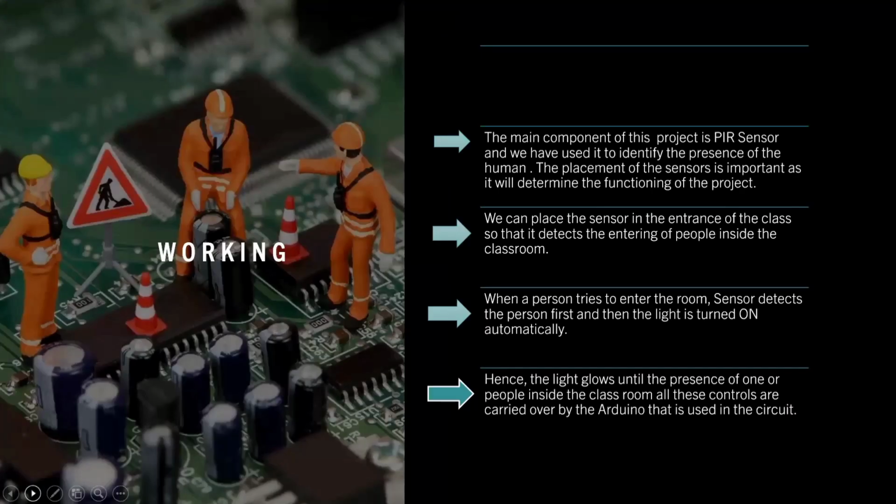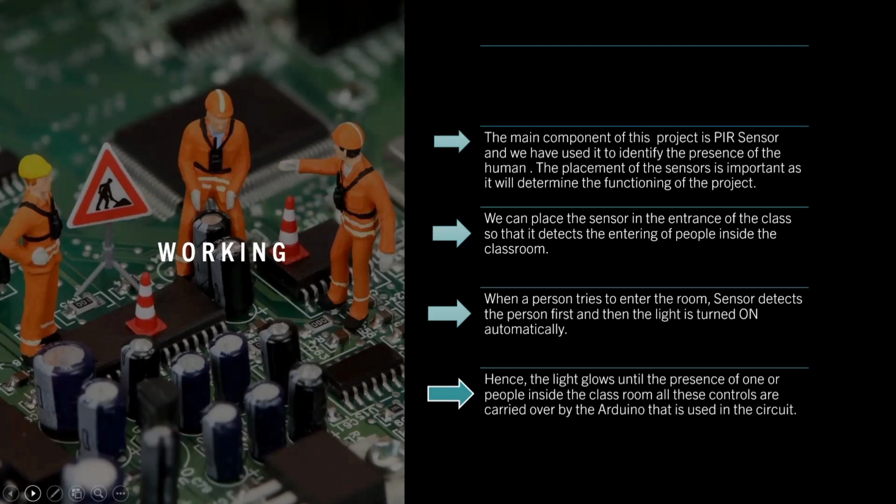The main component of this project is the PIR sensor, and we have used it to identify the presence of humans. The placement of the sensor is important as it will determine the functioning of the project. We can place the sensor at the entrance of the classroom so that it detects people entering. When a person tries to enter the room, the sensor detects the person first and then the light is turned on automatically. Hence the light glows as long as one or more people are inside the classroom.